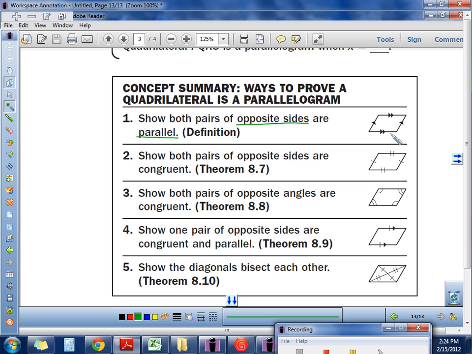The key word is another. Opposite sides are congruent. It has congruent marks on its sides. You can see the 2 marks on the long sides and the 1 mark on the short side.